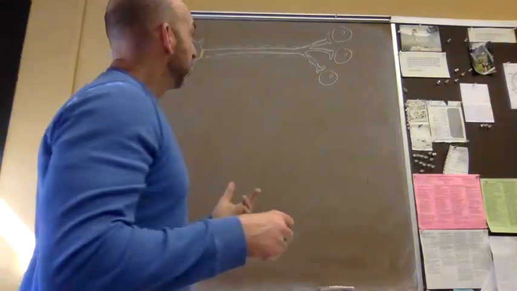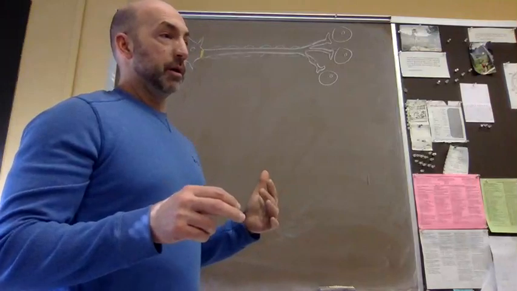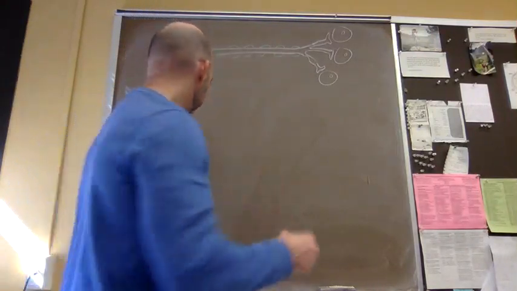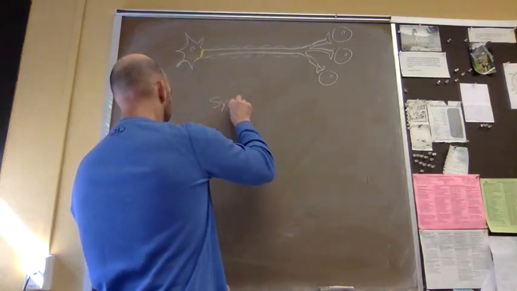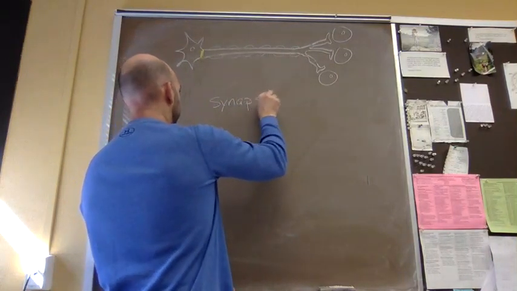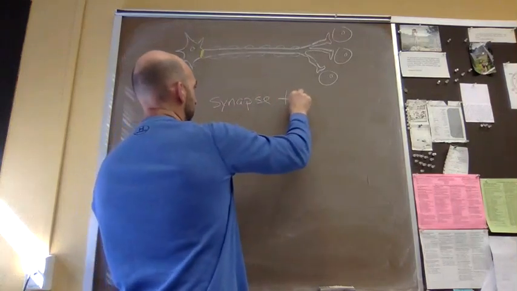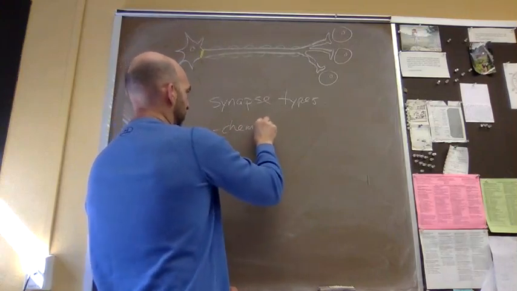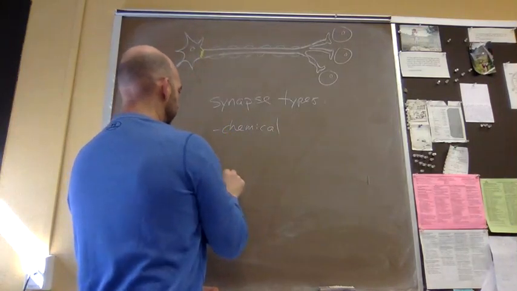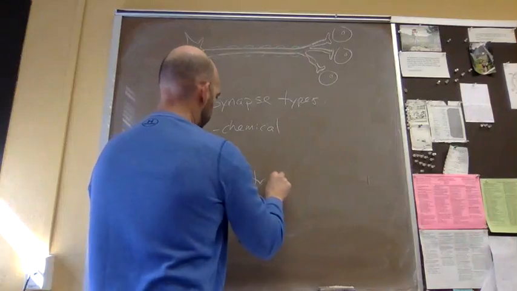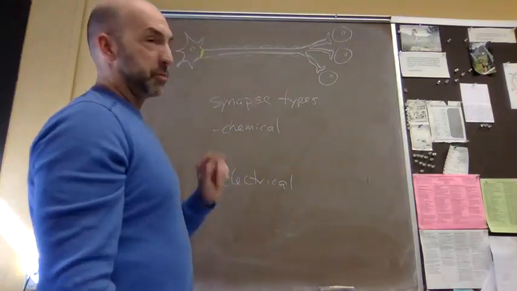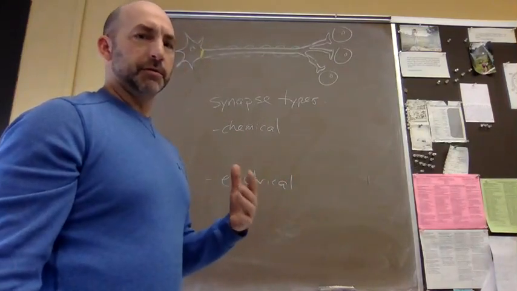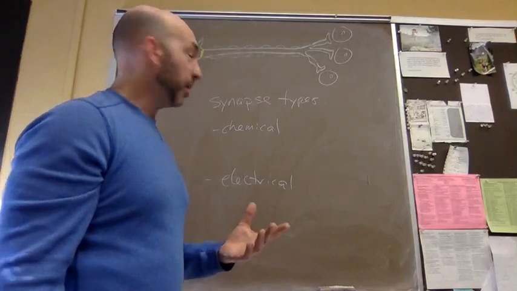Right? Now, before we do that, we have to talk about the fact that there is actually more than one type of synapse. The two main categories are chemical synapses, and the other version is an electrical synapse. Chemical synapses are much more common. They are synapses that use a chemical. In other words, these are synapses that release a neurotransmitter.